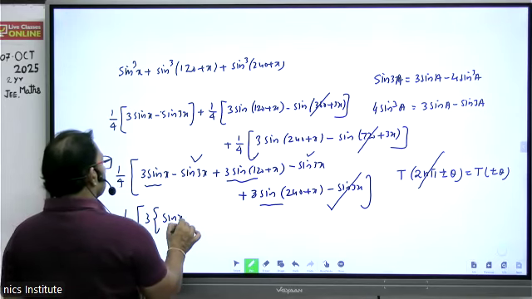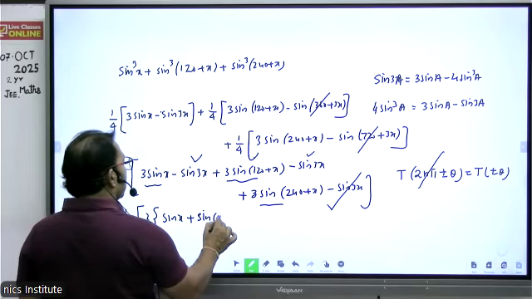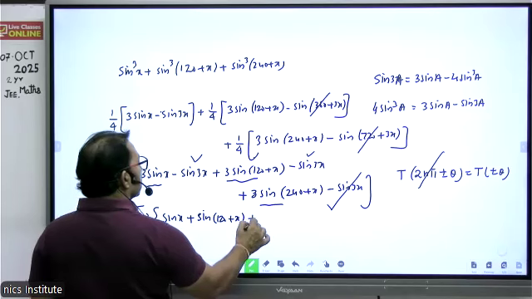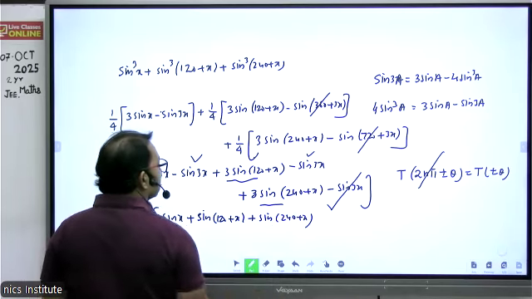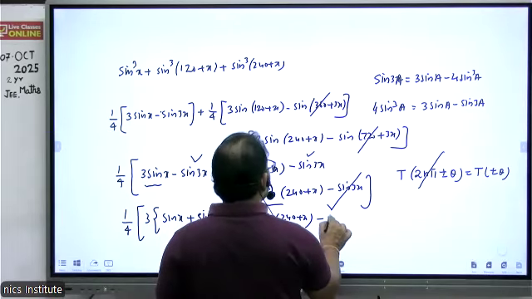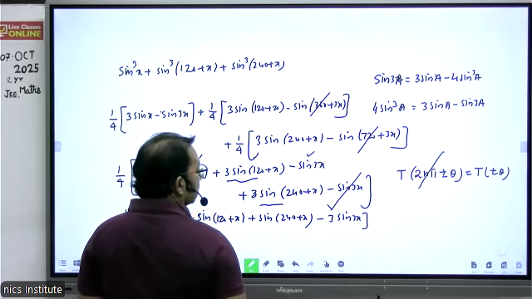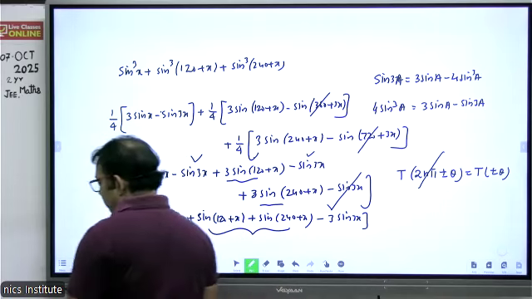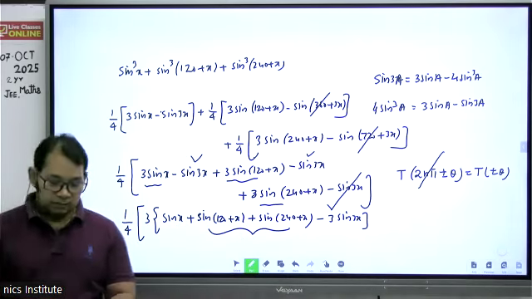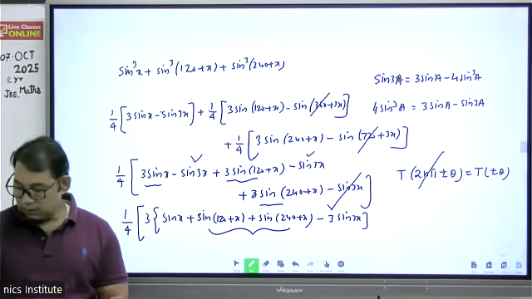Sin x plus sin 120 plus x plus sin 240 plus x, and this is minus 3 sin 3x. Here you can apply sin C plus sin D, because in the answer, what is the answer? The answer is 3 by 4 sin 3x.